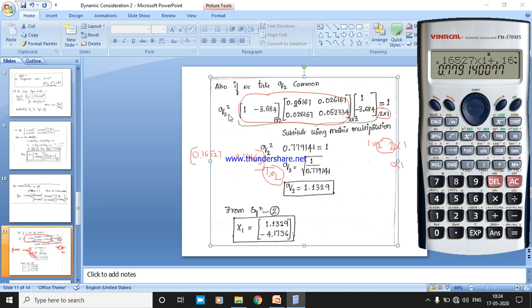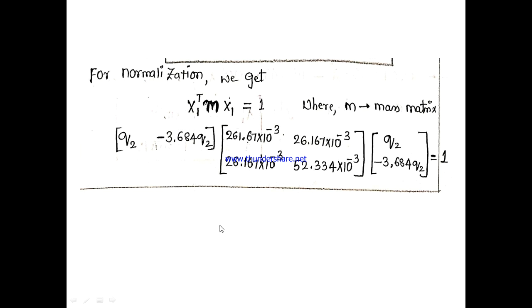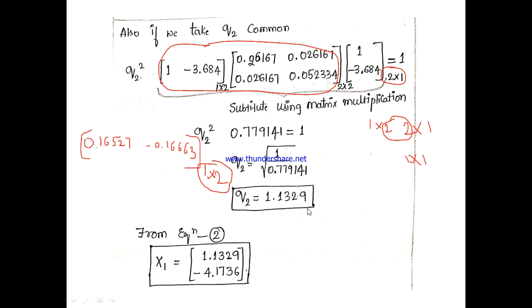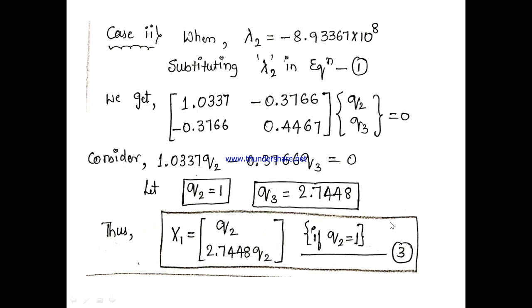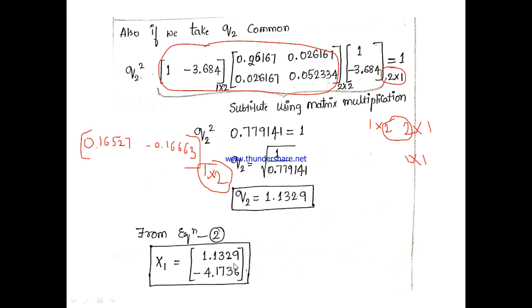That is Q2 square. So here I took Q2 square common. Q2 square times 0.77141 is equal to 1. Q2 is equal to the square root of this. I got Q2 is equal to 1.1329. Fine. Now once I got Q2, I can substitute the value here. Here I got directly this value 1.134129, and if I multiply minus 3.684 into 1.1329, I'll get minus 4.17. Now I got the eigenvector x1.